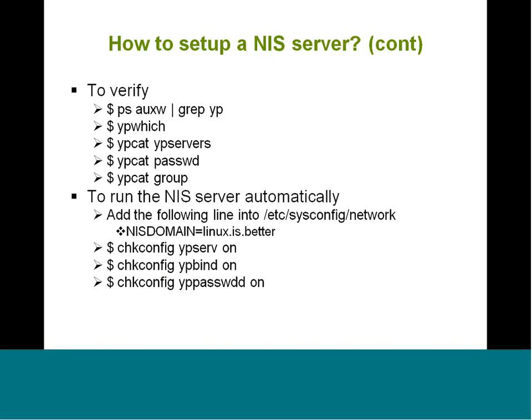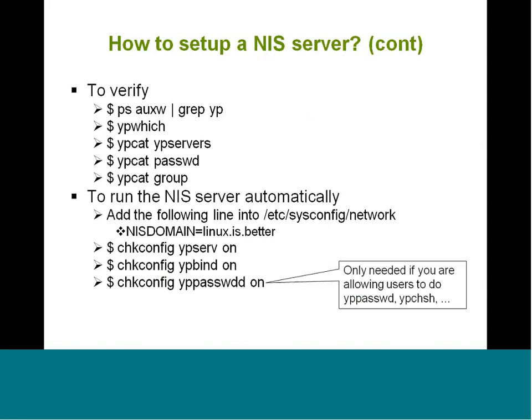And then to verify, we use ps -auxw, which is essentially to make sure that the yp processes are running, and then ypwhich, which is another command, ypcat -k servers essentially, and then ypcat passwd and ypcat group. So these are all essentially commands to get the information regarding the NIS system.